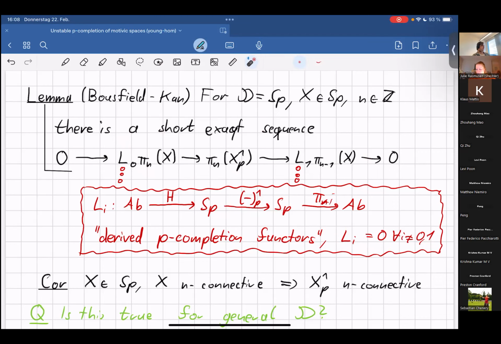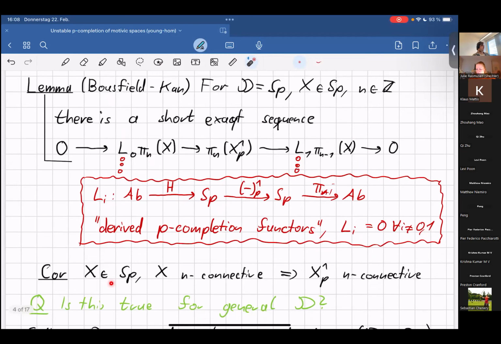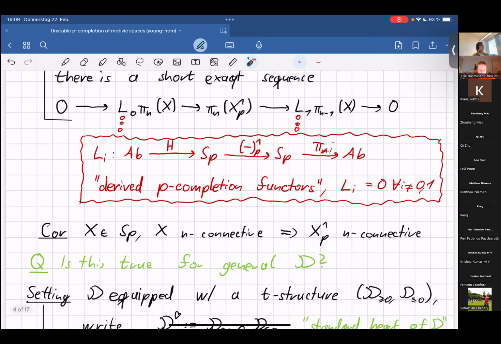And as a quick corollary, we get that if X is a spectrum which is n-connective, so has no homotopy groups below degree n, then also the p-completion is n-connective, because we see that the only contributions to the pi n of the p-completions are coming from the pi n minus 1 of X and pi n of X. And if we are 0 below n, then also these guys must be 0 below our degree n, because the outer terms are 0. Okay, and now we can ask if this is true for our general category D.